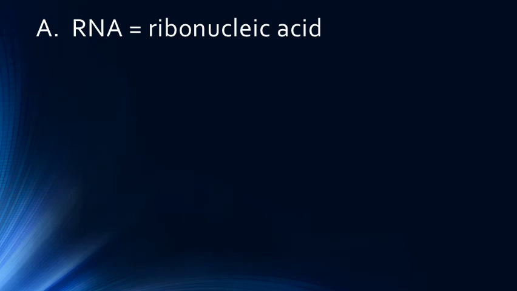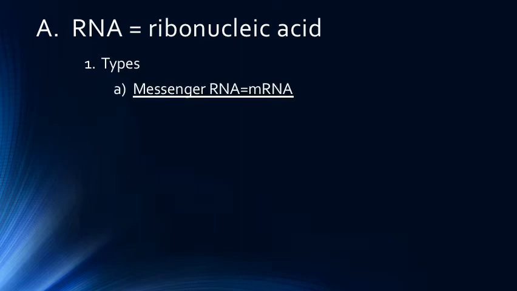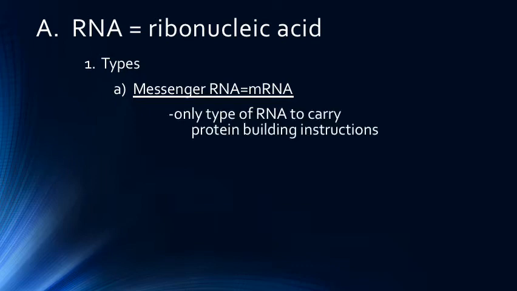So let's talk a little bit more about RNA. RNA stands for ribonucleic acid. And there are different types of RNA that we're going to discuss during this chapter. The first is called messenger RNA, or mRNA. And it is the only type of RNA to carry the protein building instructions. Okay, so this is the one that starts in the nucleus and then leaves the nucleus. So it's carrying a complementary copy of DNA out of the nucleus for the actual protein construction.